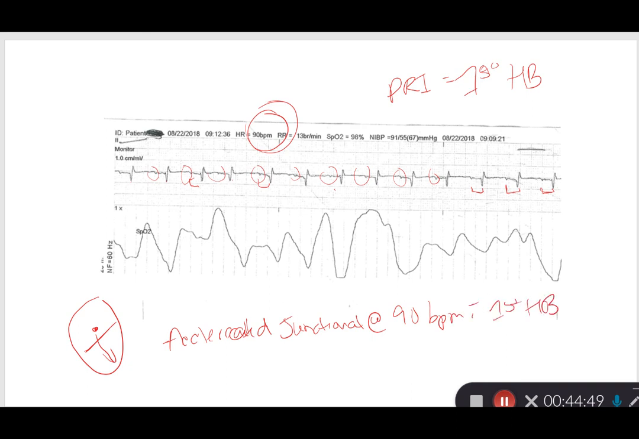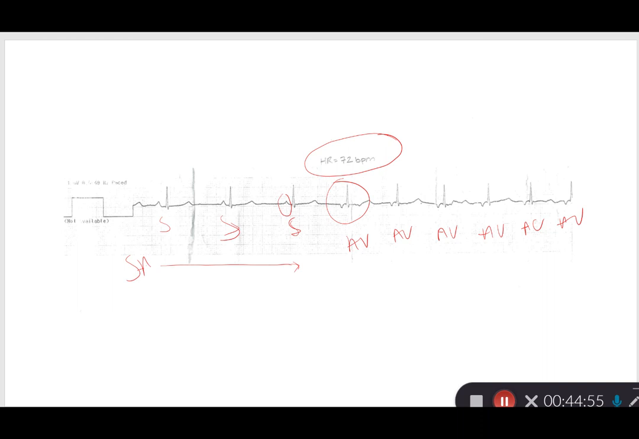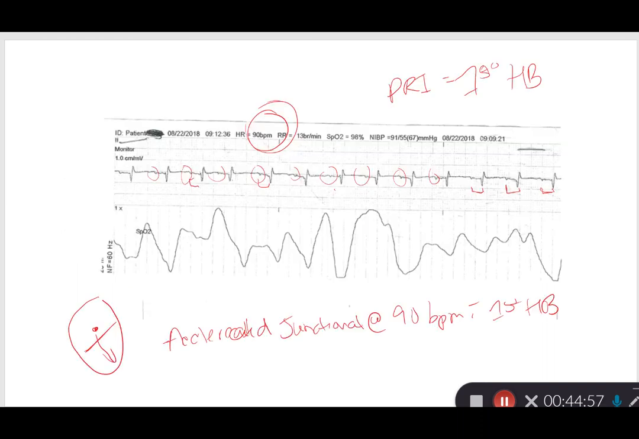And our first-degree heart blocks are the only ones where we need to name the underlying rhythm. And that's because it could be a junctional rhythm. It could be a sinus rhythm. It really just depends. So that's why it's important with the first degrees that we are going to label what type of rhythm that is.